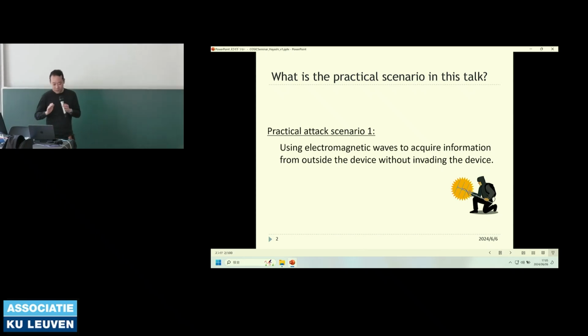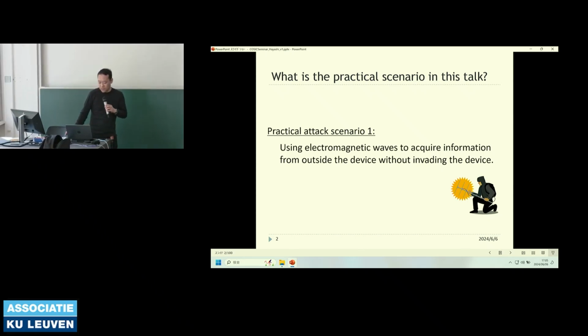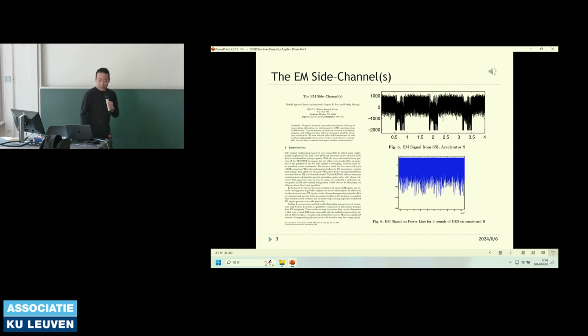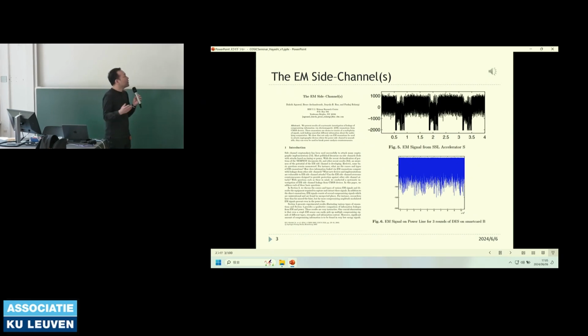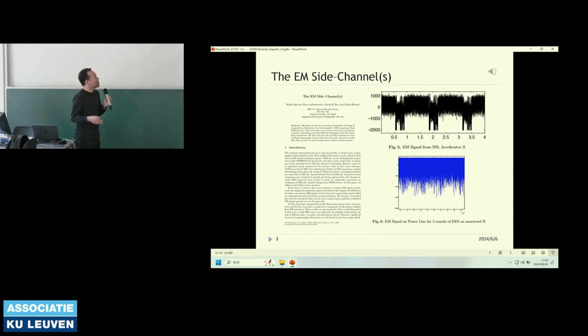In this presentation, it is not general. A practical attack scenario 1 is using electromagnetic waves to acquire information from outside the device without embedding the device. Outside the device is one practical scenario. Probably you know there are many EM analysis papers that appeared in the crypto community and the practical security community.